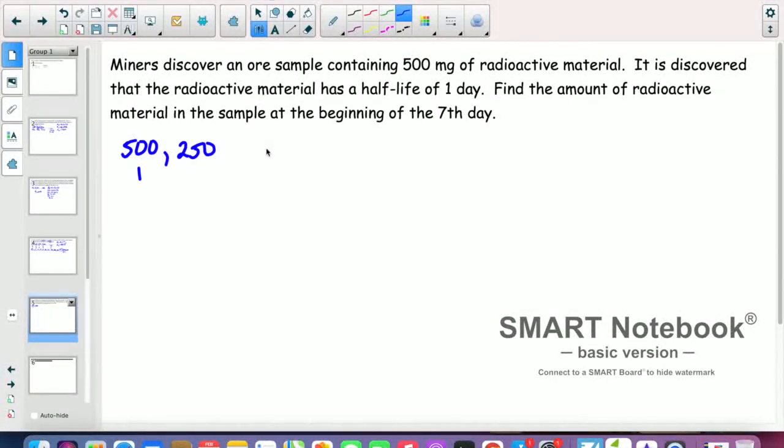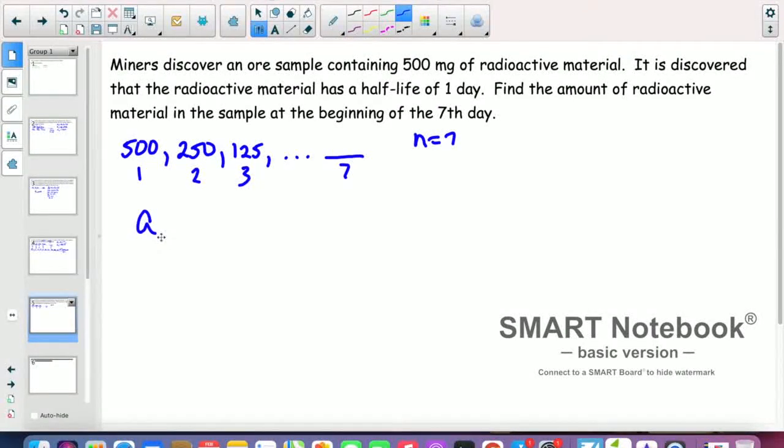So if we're dividing by 2 to get the half-life amount, then we're really multiplying by 1/2. By the third day, that's day 2, we're at 125. And this pattern continues. They're asking us to find how much is in the sample at the beginning of the 7th day. So we're looking for n equals 7, the 7th term of this sequence.